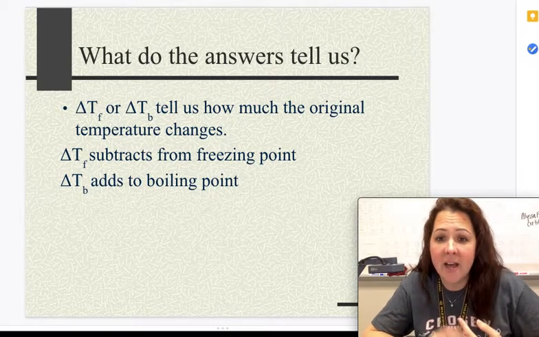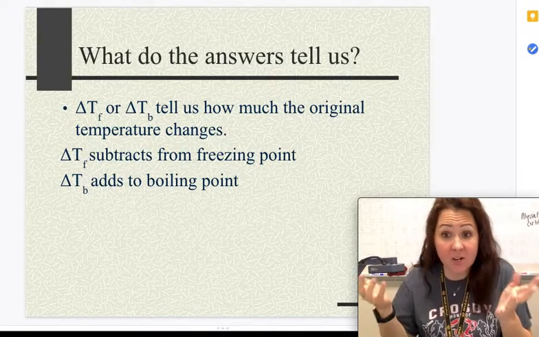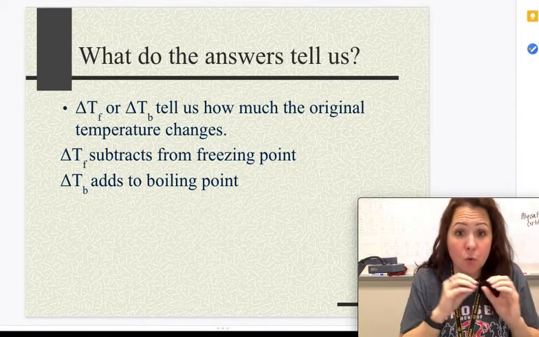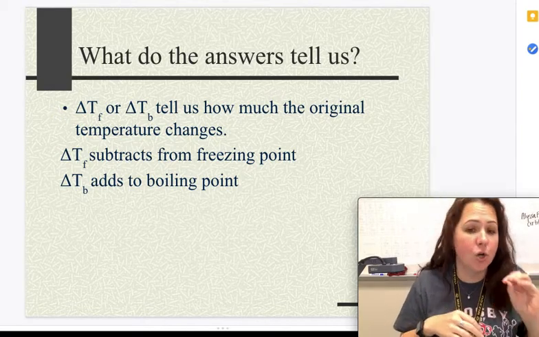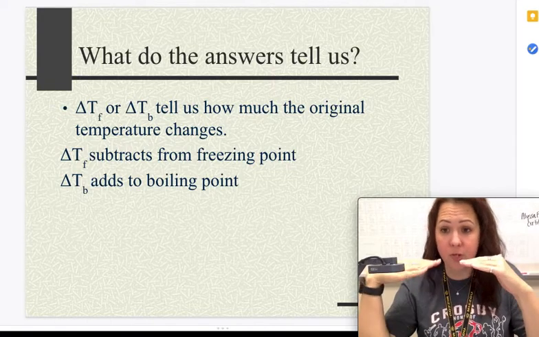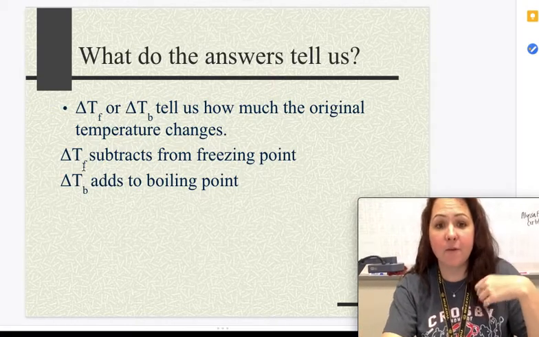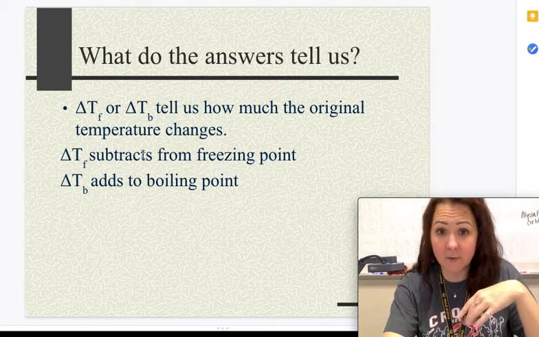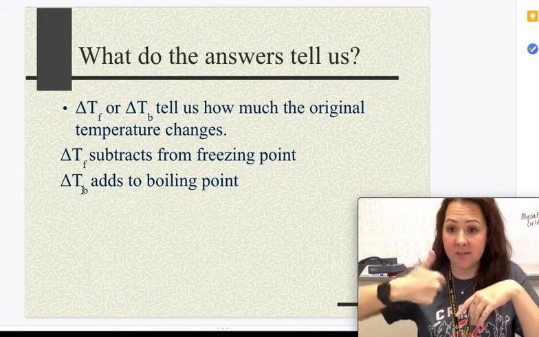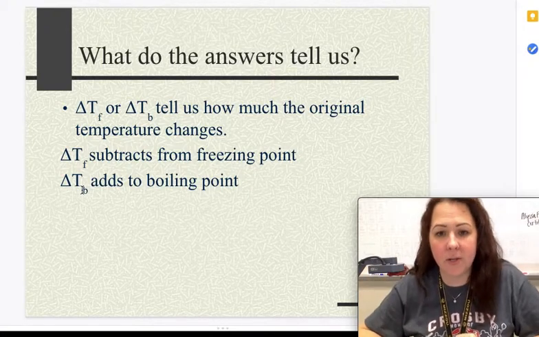So when you get your answers on these, your delta T, either F or B, depending on freezing or boiling, it's going to tell you how much the temperature changes. If it just says, what is the change in temperature, that's your answer. However, if it wants to know what is the new freezing point, or the new boiling point, you're going to take the original freezing point or the original boiling point, and you're going to either add or subtract. If you're finding the freezing point, you subtract from the original freezing point. If you're finding the boiling point, it's how many degrees Celsius it goes up, elevation, so you're going to add to that original boiling point.